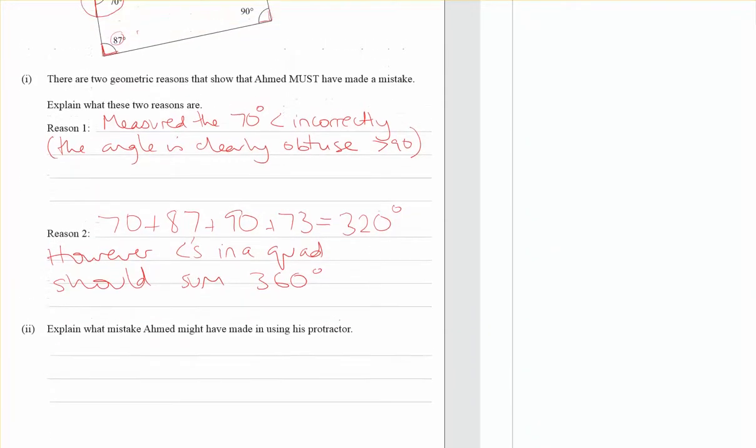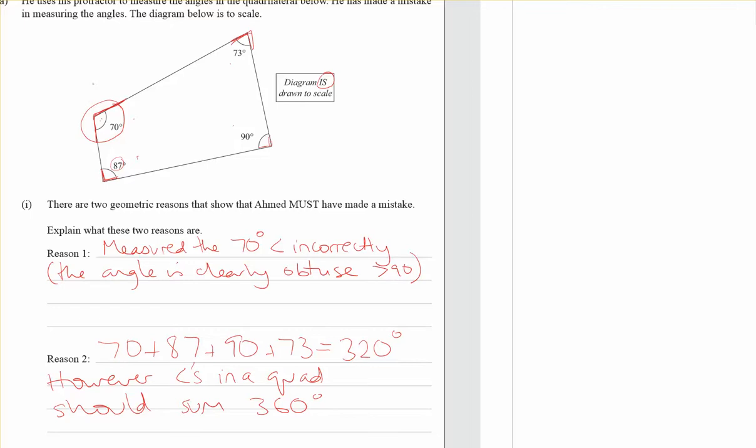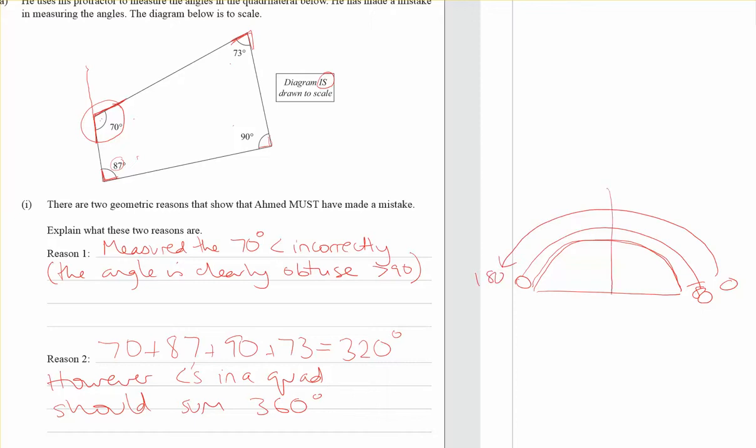Explain what mistake Ahmed might have made in using his protractor. If you know or have ever tried measuring angles with a protractor, you'll remember that when you're reading around the angles, there are usually 2 sets of degrees. There is a set that starts from 0 and goes around to 180, and then on the other outside they might start from 0 that way and come back to 180 this way. So chances are when Ahmed was measuring this angle, while he thought it was 70 going this way, he should have been reading from 0 and reading round, which would make it 110, because 70 plus 110 is 180.